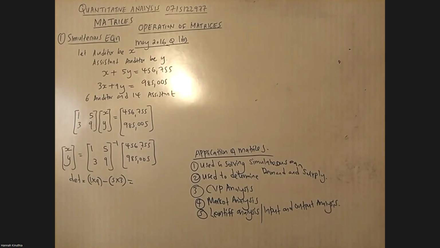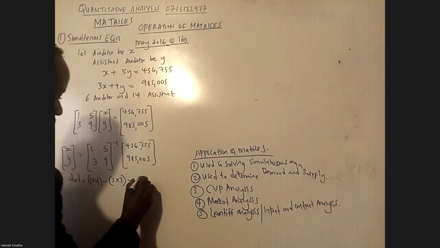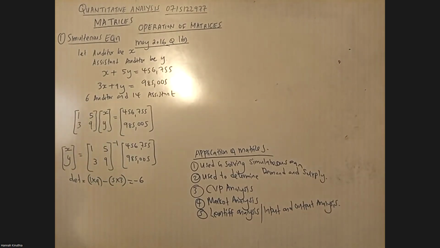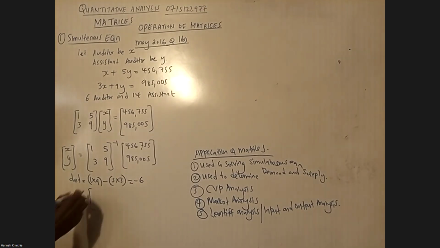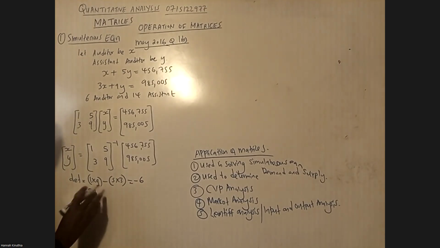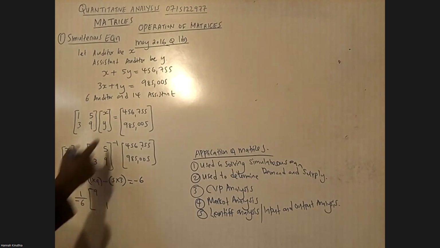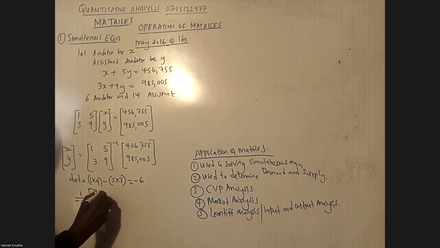So 1 times 9 minus 5 times 3. Mnapata ko minus 6? Yes, -6. So let us find the inverse now. Itakuwa ni 1 over minus 6. We open. So we change the main diagonal, 1 and 9. Itakuwa ni 9, 1. Then we change the signs of the other one. So itakuwa ni minus 3, minus 5. Is that one correct?